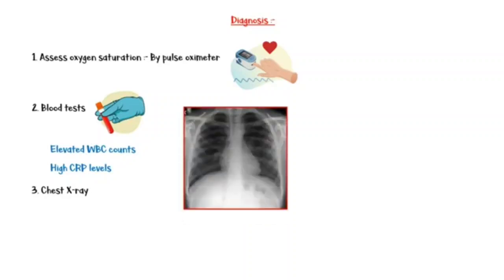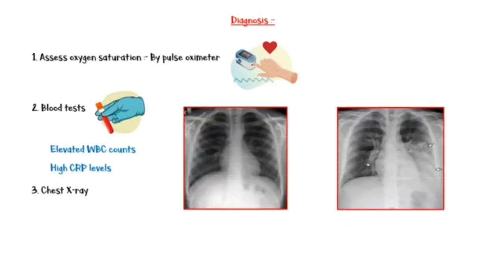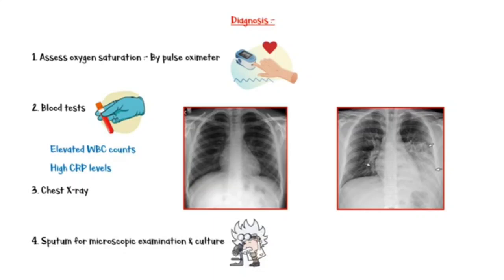Here we have a normal chest X-ray. This is a chest X-ray of a pneumonia patient. Small white arrows indicate the consolidation in the lungs due to inflammatory infiltrate in pneumonia. In addition to these tests, sputum is taken for microscopic examination and culture to identify the causative organism.